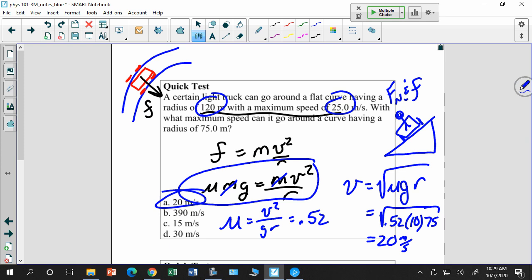With a 120-meter curve, which is a big curve, I have a maximum speed of 25 meters per second. But then the question is asking, what if my curve is now 75 meters? I know a 75-meter curve is a tighter curve, so it should have a smaller safe velocity. So whereas this was 25, I can get rid of D and E right away. So it has to be A or C.